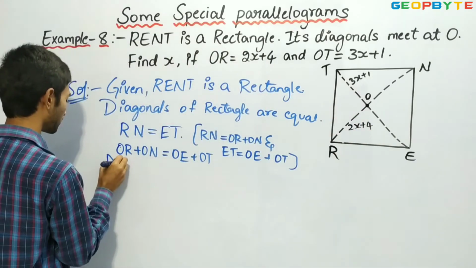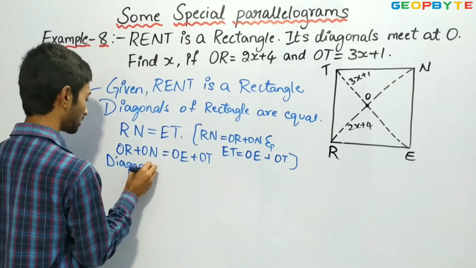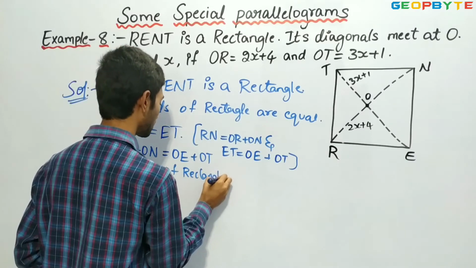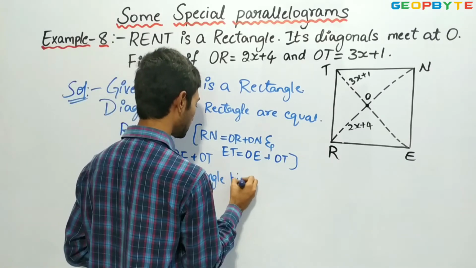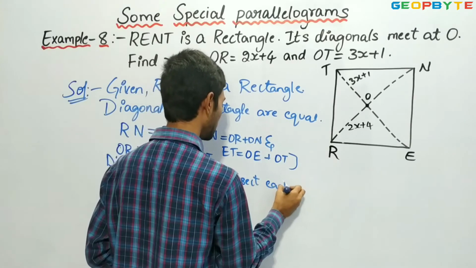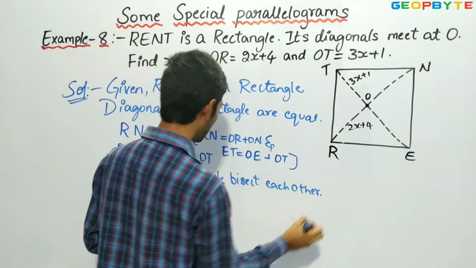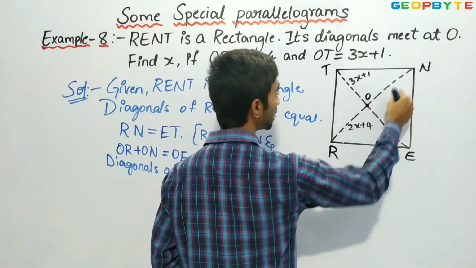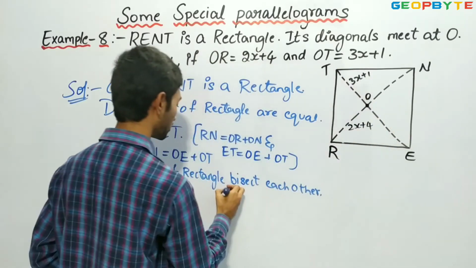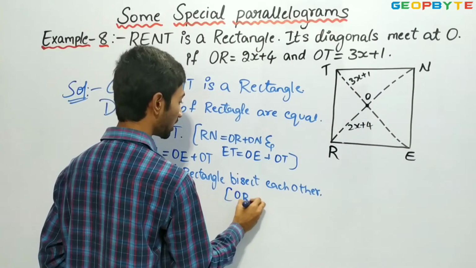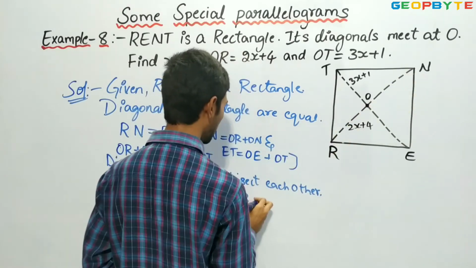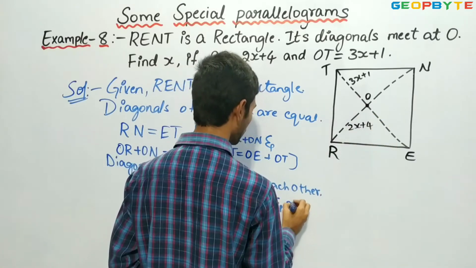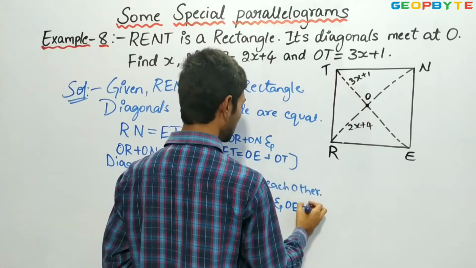Now here we know that the diagonals of a rectangle bisect each other. We know bisect means dividing it into two equal halves. So OR equal to ON and OT equal to OE. So let us write OR is equal to ON and OE is equal to OT.